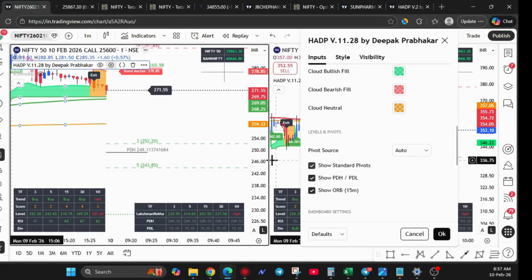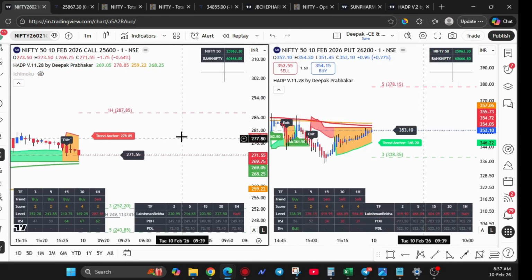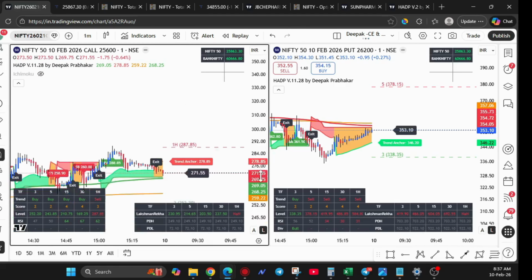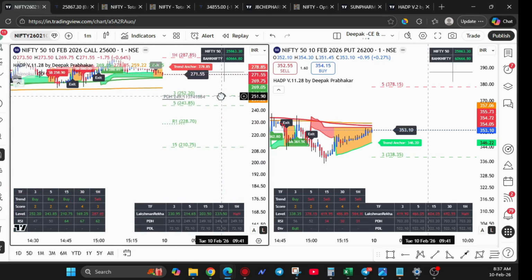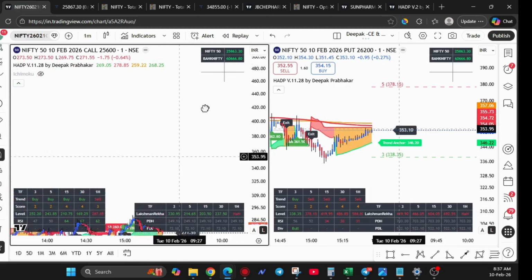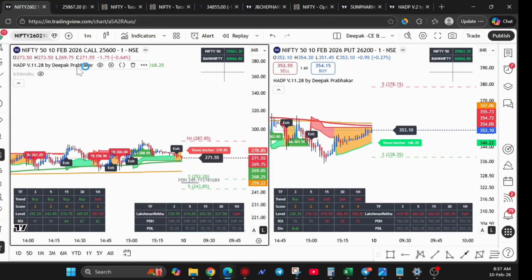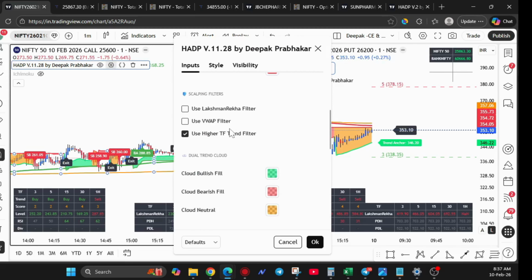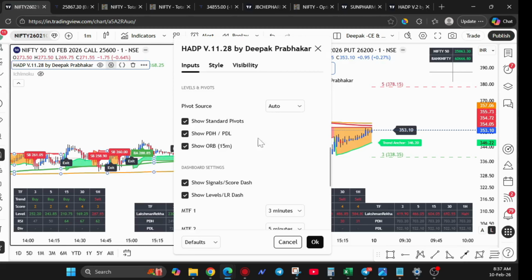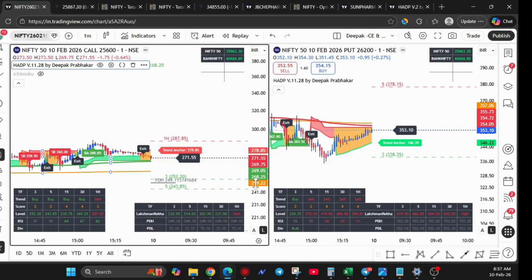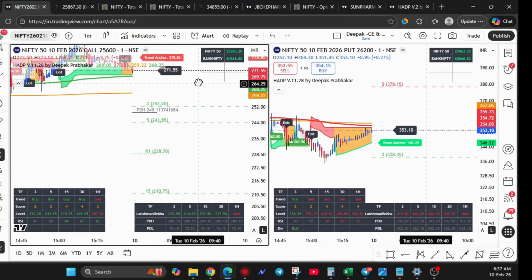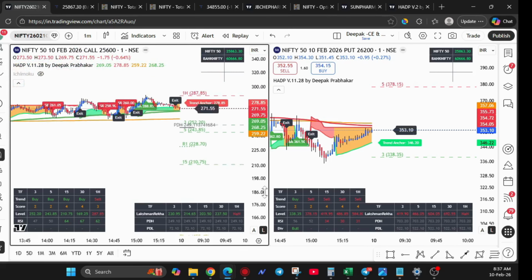Now standard pivots. This is the standard. Where is the standard pivot? The pivot points. So the pivot points are printed. Probably you'll have to see where it is. So I will come back to that later.